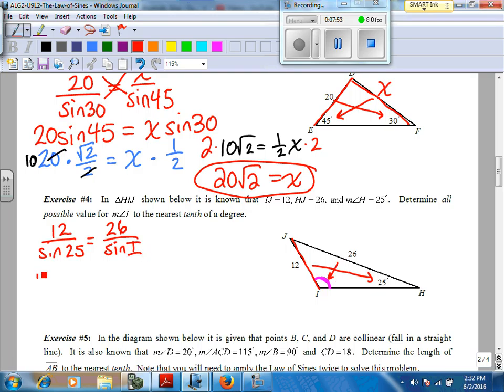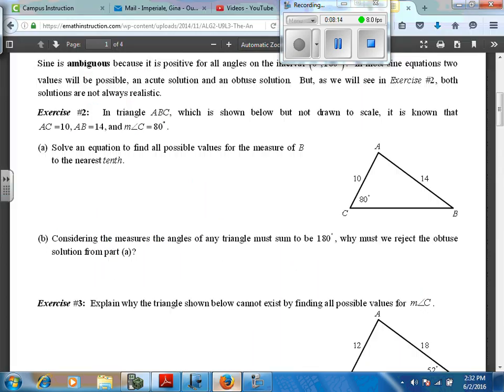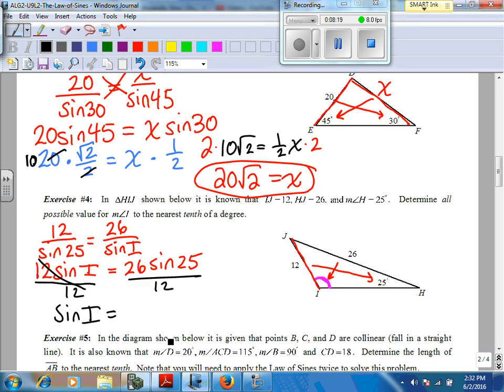So we're still going to cross multiply. 12 sine I equals 26 sine 25. I want to get I by itself, but it's attached to the word sine, so I could divide by 12. So I get sine of I equals, I'm going to throw this in my calculator and see what I get. So when I plug that in, I get 0.91567, etc.